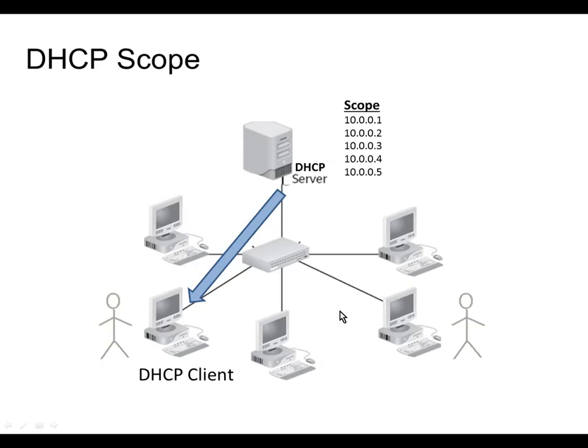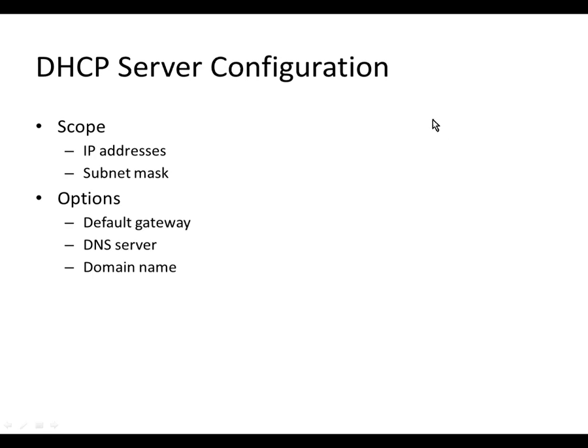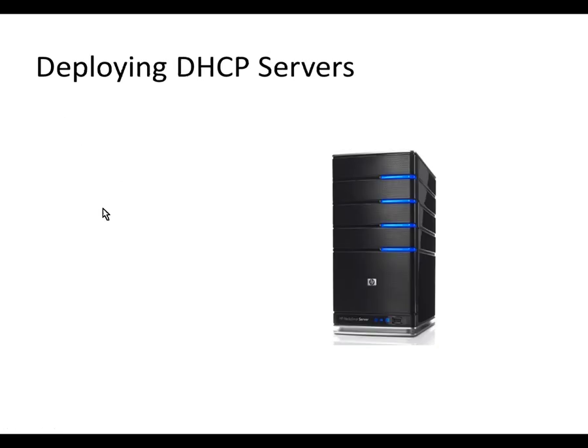Let's now look at DHCP options. The DHCP server pushes down IP addresses to workstations, but other variables that it pushes down are default gateway, DNS server, and DNS suffix. These variables are called options. The DHCP server pushes IP addresses down to the workstations, but it also pushes other variables such as default gateway, DNS server, and domain name. These variables are called options.